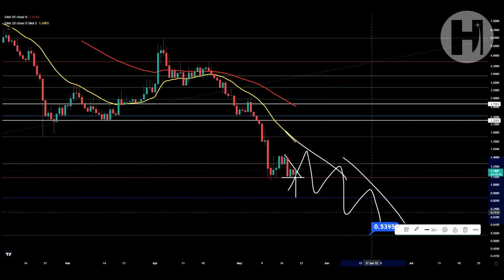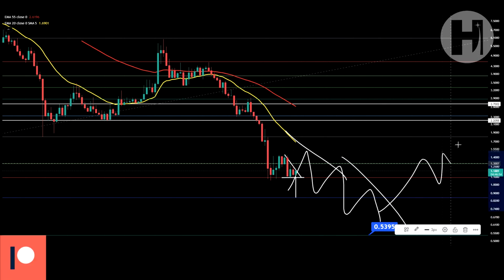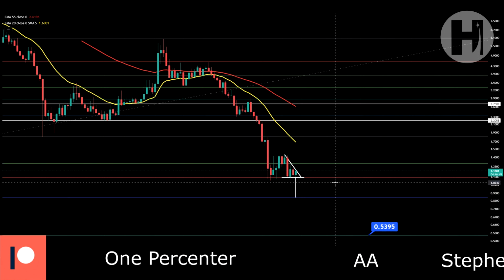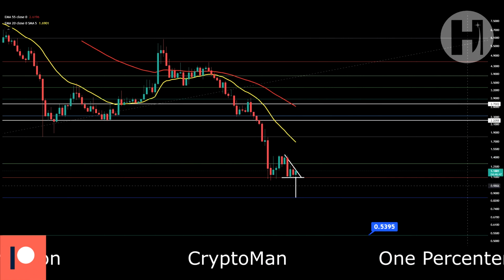The EMAs keep pushing you down. And once you break them, and back test them as support, that's when you see the bullish reversal. Okay, that's regarding the EMAs.